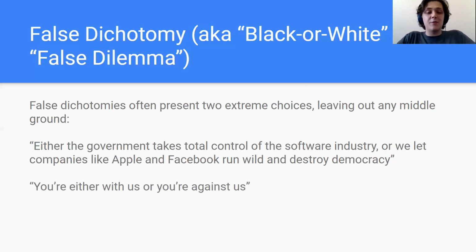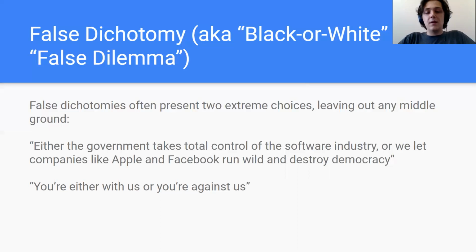There's a middle ground between the government having total control of an entire industry and letting Apple and Facebook run around in anarchy and destroy things. There's moderate levels of regulation.